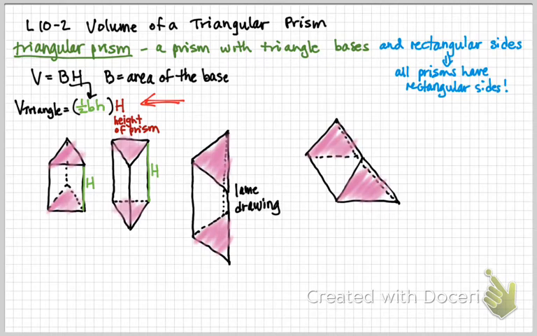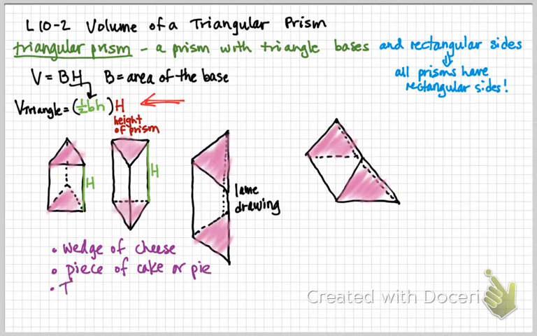So some things that occur in your world that are rectangular prisms would be things like a wedge of cheese. How about a piece of cake or pie? My favorite is the Toblerone candy. And then that far one is like a tent. Okay, so those are tent. Let's try that again. Tent. So those are just some examples of where things exist.